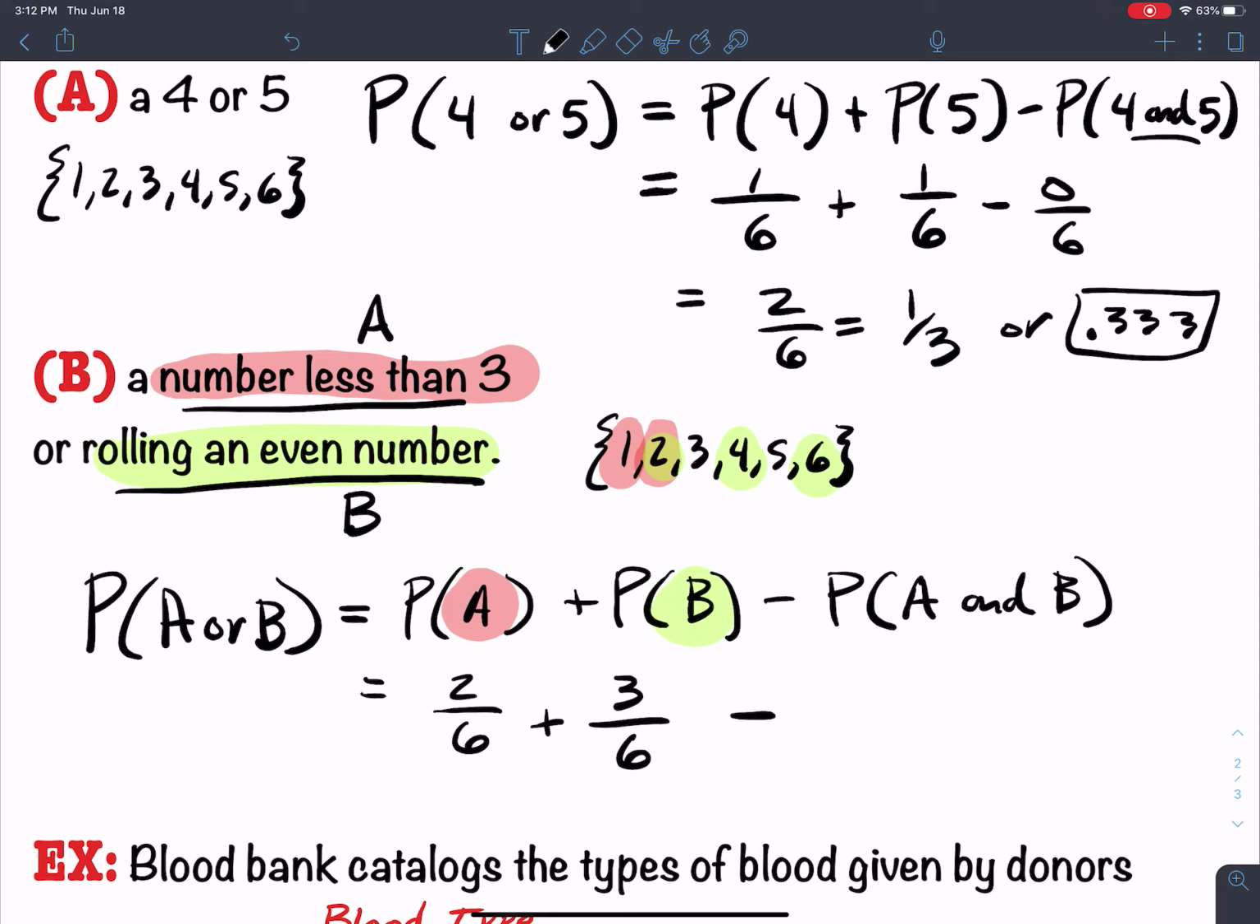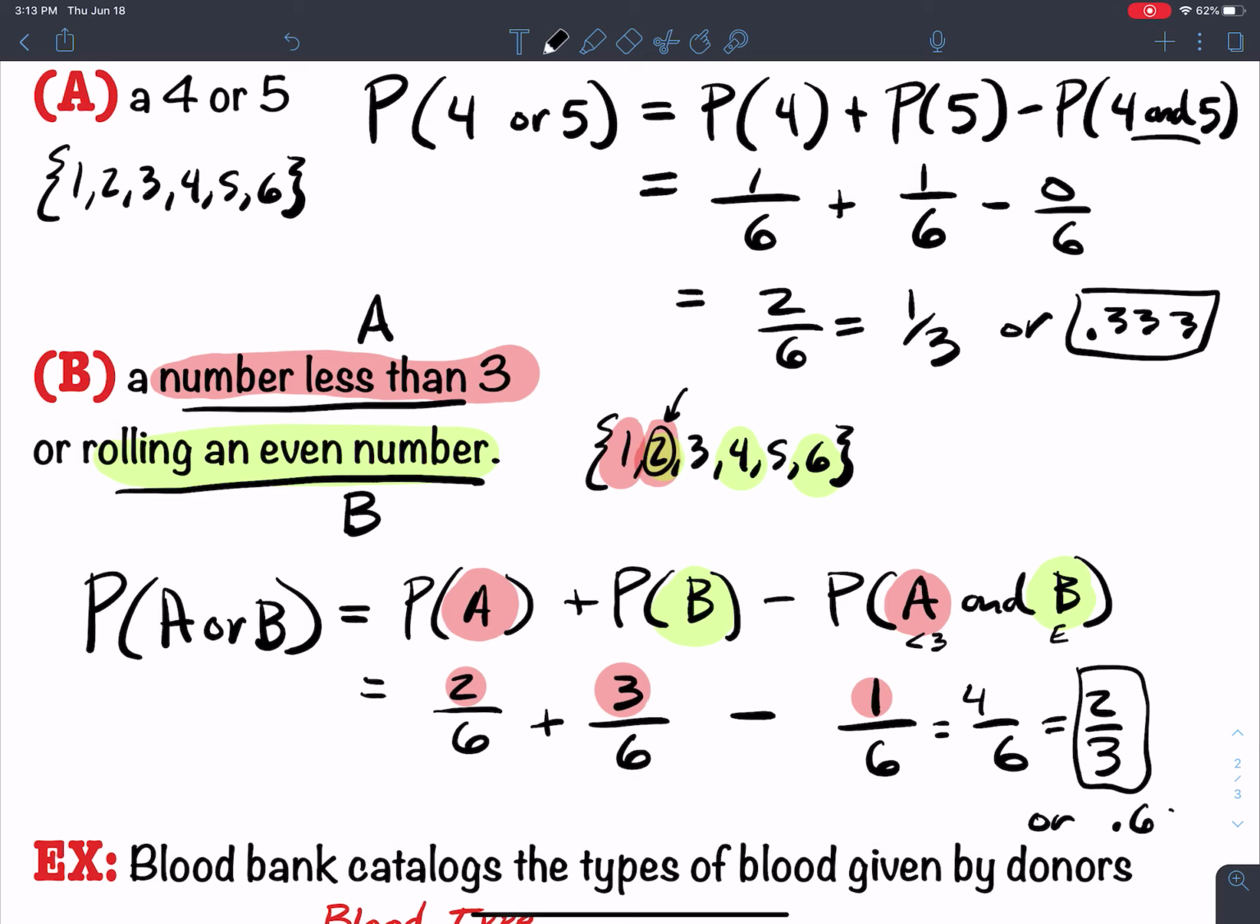And then I subtract off, what's the chance that you're even and you're less than 3? Well, there's one number that is an even number and it's less than 3, and that number is 2. It's the only one, so that's 1 out of 6 that I have to subtract away. And when I do 2 plus 3 minus 1, what do I get? I get 4 out of 6 total, which is 2/3, or 0.667 in decimal form. Okay?